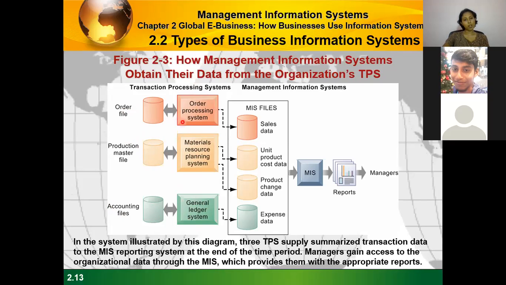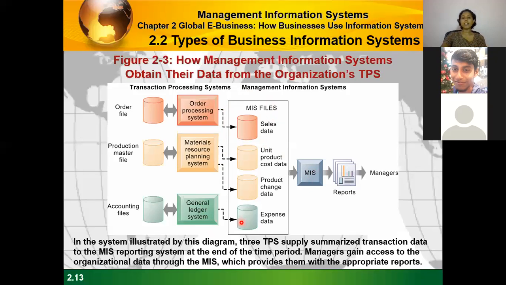For example, order processing systems obtain data from the order file, maybe customer orders, right? The MRP system obtains data from the production file. General ledger system obtains data from the accounting file. So what happens to these data processed through the TPS? They are being fed to the MIS in the form of different files.